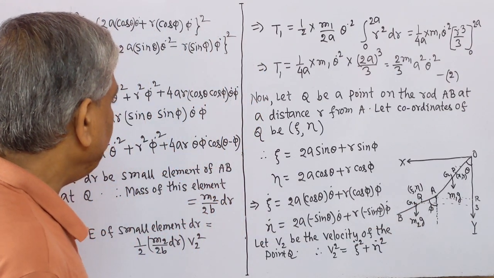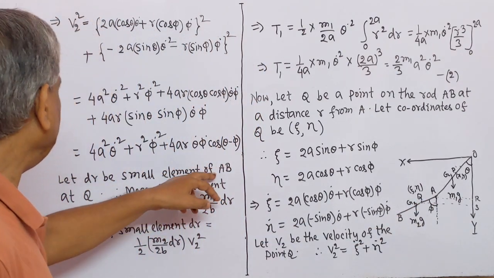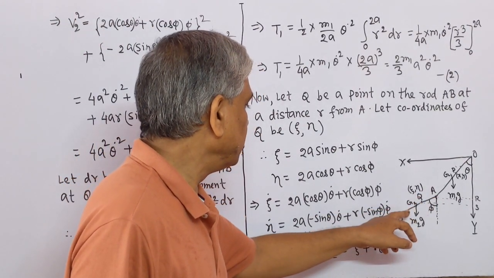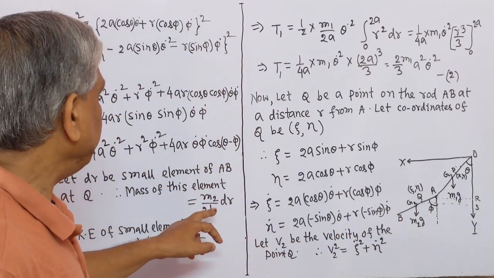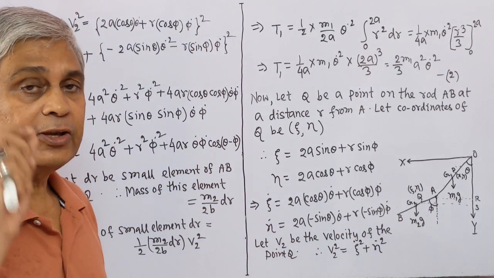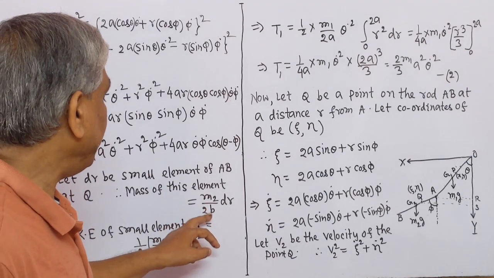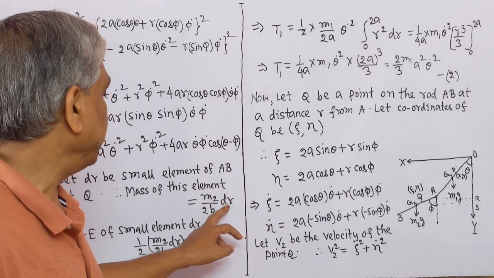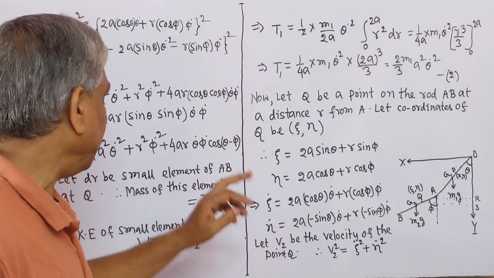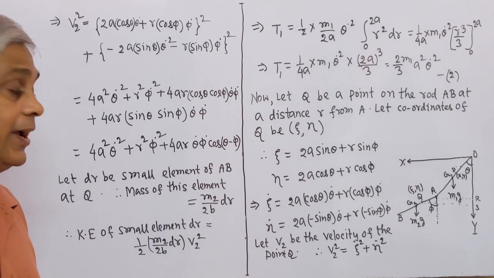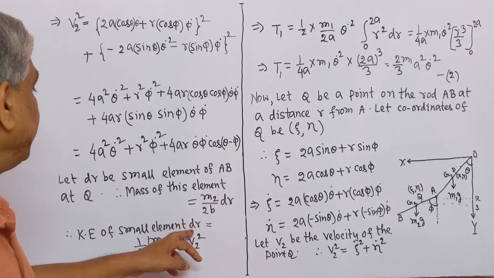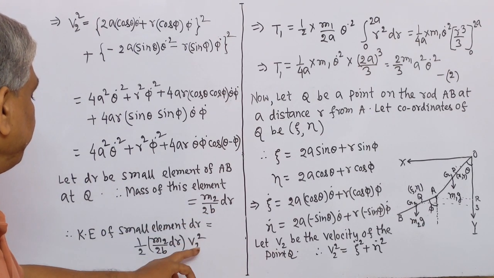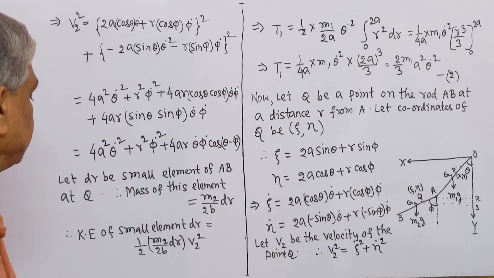Then the mass of this small element will be, total mass of rod AB be M2 and total length be 2b. Therefore, mass per unit length will be M2 by 2b. Hence, mass of the element dr will be M2 by 2b multiplied by dr. Therefore, kinetic energy of this small element dr will be half mass of this element multiplied by velocity square, v2 square.